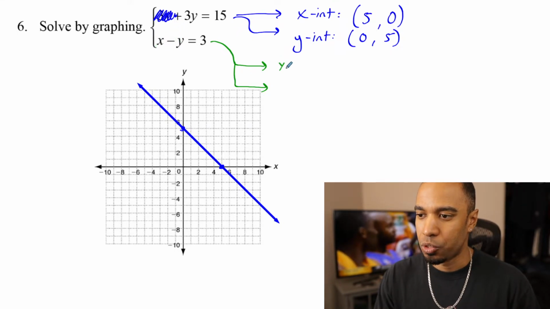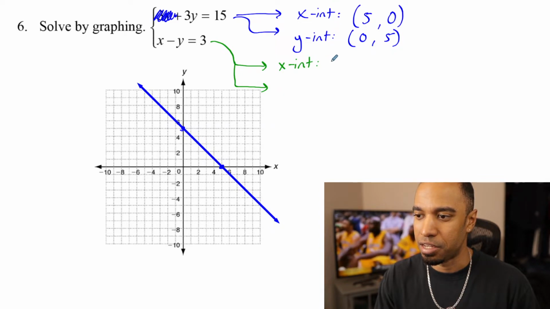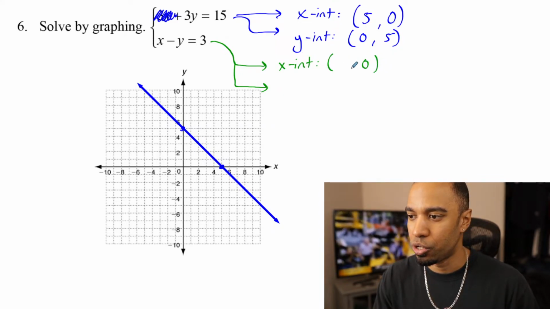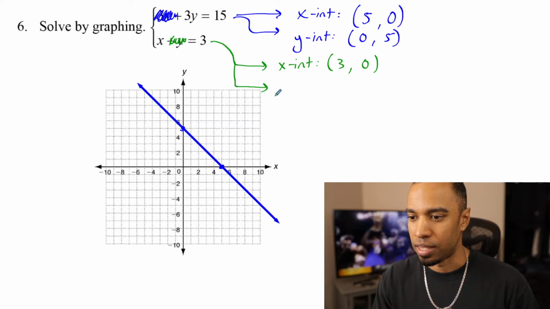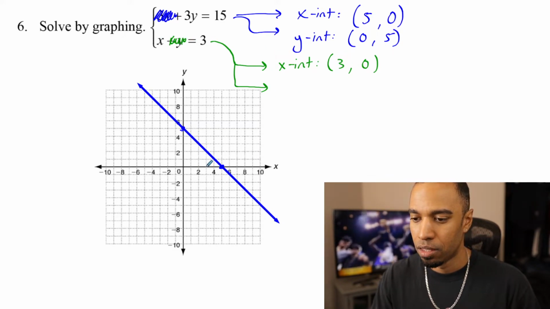But let's go ahead and get that x and y intercept here. In the same case, hide and divide. X-intercept, 0 for y, hide y. Nothing to divide, x equals 3. That is my x-intercept right here, 3.